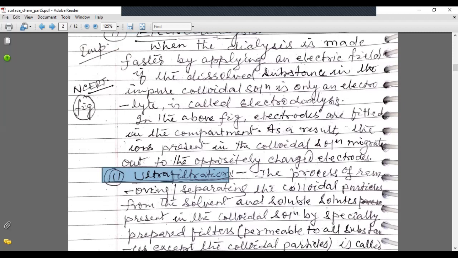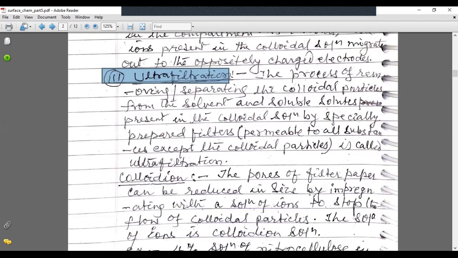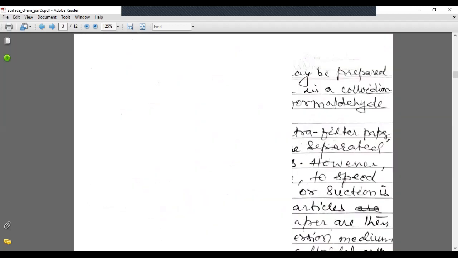Now the third process is ultrafiltration, another method of reducing impurities from a colloidal solution. The process of removing or separating the colloidal particles from the solvent and soluble solutes present in the colloidal solution by specially prepared filters which are permeable to all substances except the colloidal particles is called ultrafiltration.